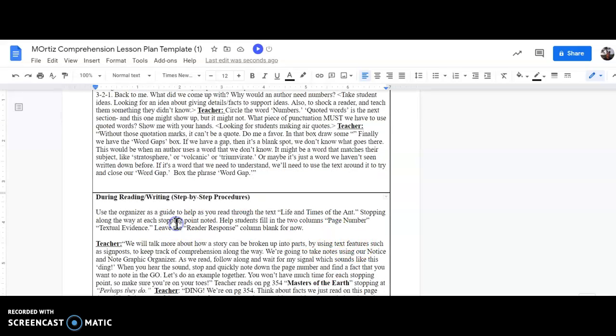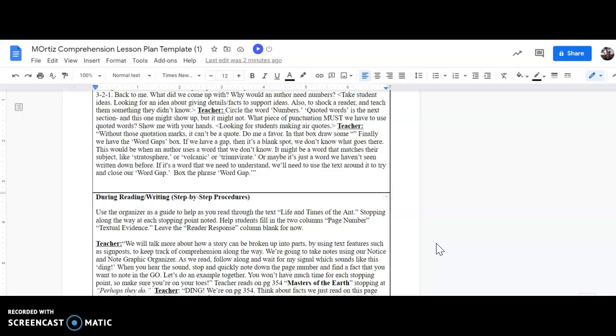All right, so going back to our vocabulary strategies. During the reading, use the organizer as a guide to help you read through the text, Life and Times of an Ant, stopping along the way at each stopping point noted. Help the students fill in the two columns, page numbers and textual evidence. Leave the reader response column blank for now.